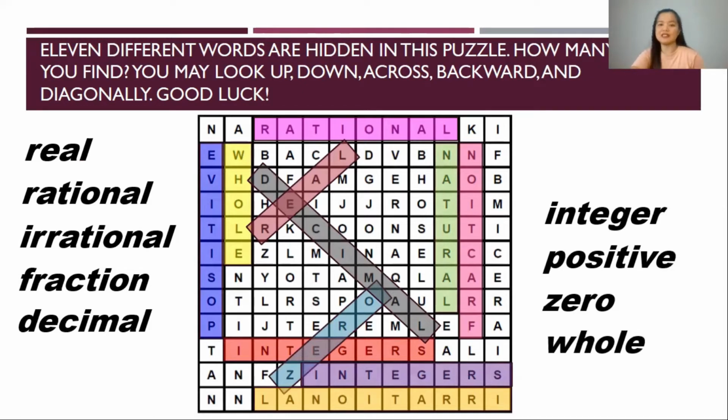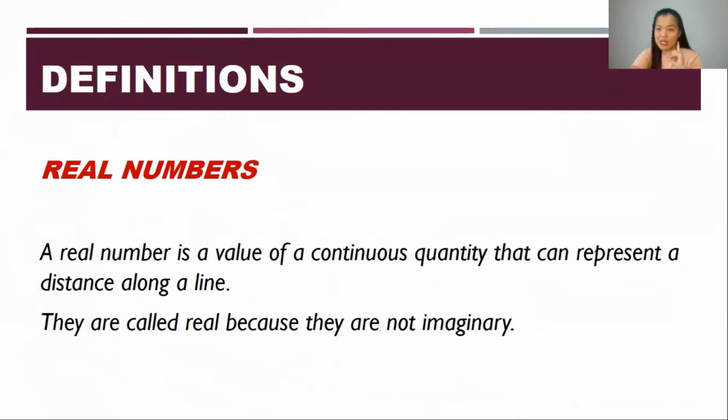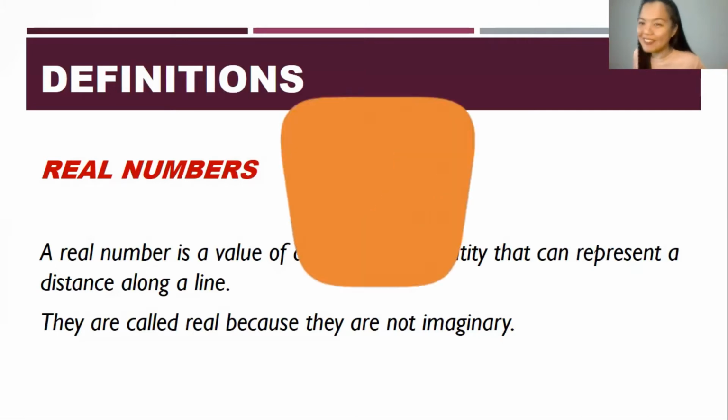So let's define these numbers. Yung mga nahanap nating numbers dito, yun yung lesson natin today. So the first one is the real numbers. A real number is a value of a continuous quantity that can express a distance along a line. They are called real because they are not imaginary. These numbers are real, and those numbers that are imaginary will be tackled in your higher mathematics. But since you are still in grade 7, let's focus on the real.